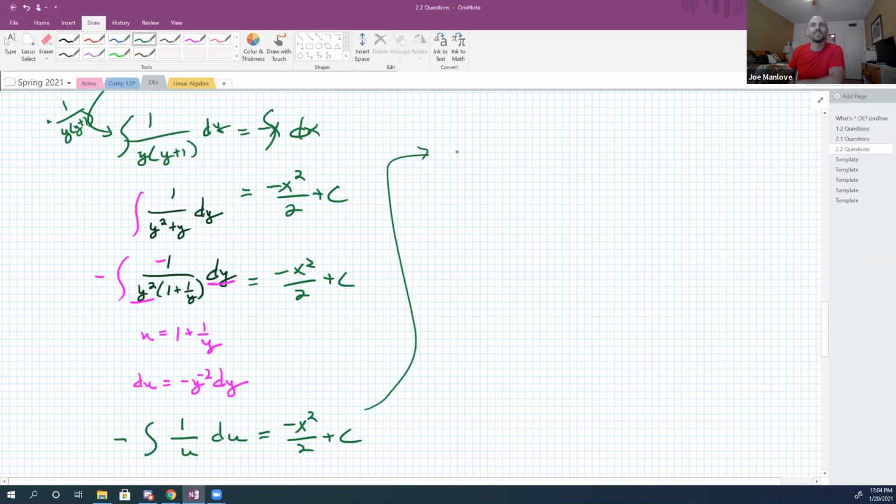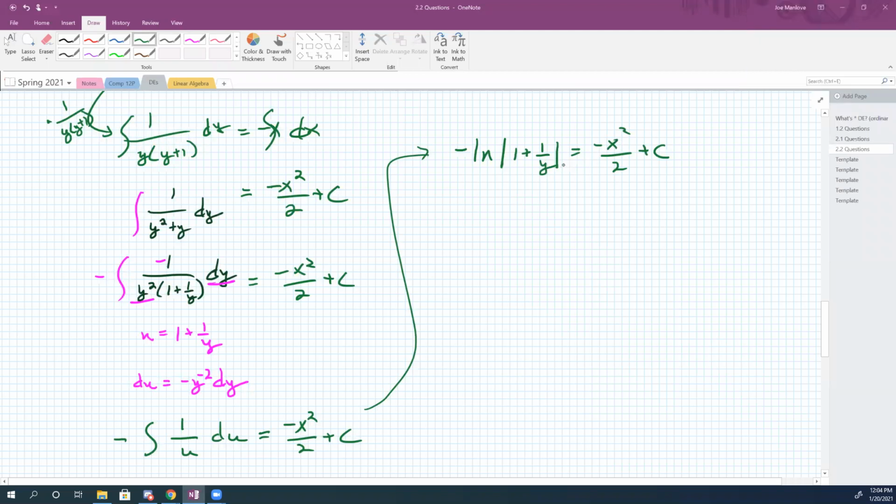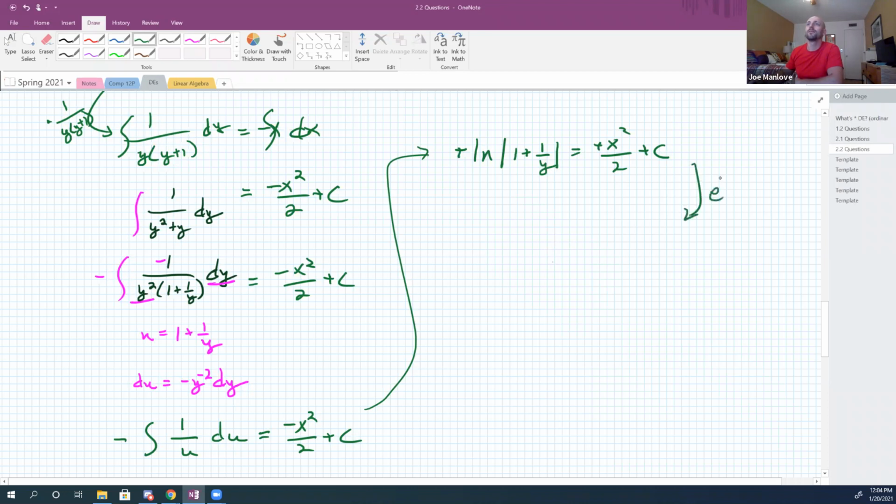All right. So then we apply some Calc 2, and we end up with minus the natural log of 1 plus 1 over y is minus x squared over 2 plus c. Right? Yeah. Looks right to me. Okay. Now we flip the signs on both sides and exponentiate.